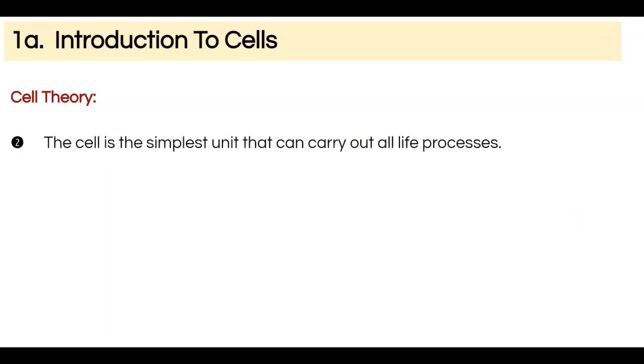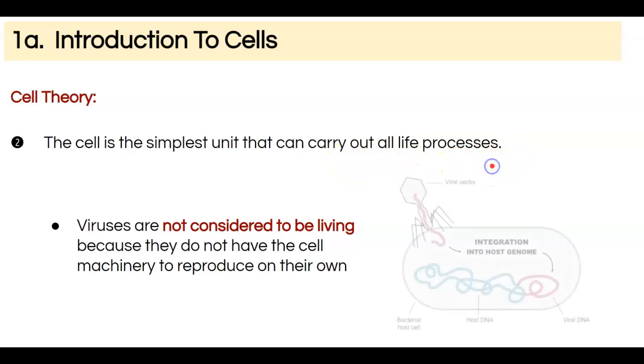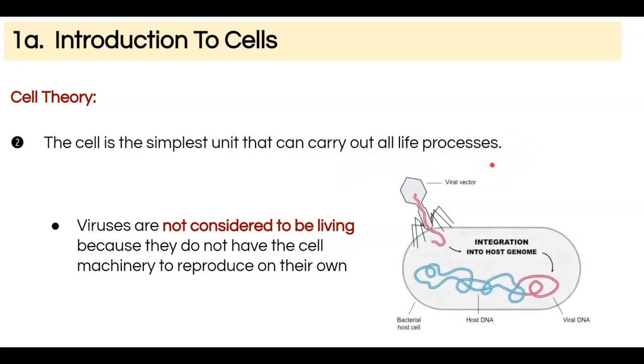Number 2, the cell is the simplest unit that can carry out all life processes, and that is key here. Some people will ask the question, is a virus living? A virus is not considered to be living because it doesn't have all the machinery to reproduce on its own, so it cannot carry out all life processes. Here's an example of a virus, and again, if you're taking grade 11 biology, you will see this in more detail.